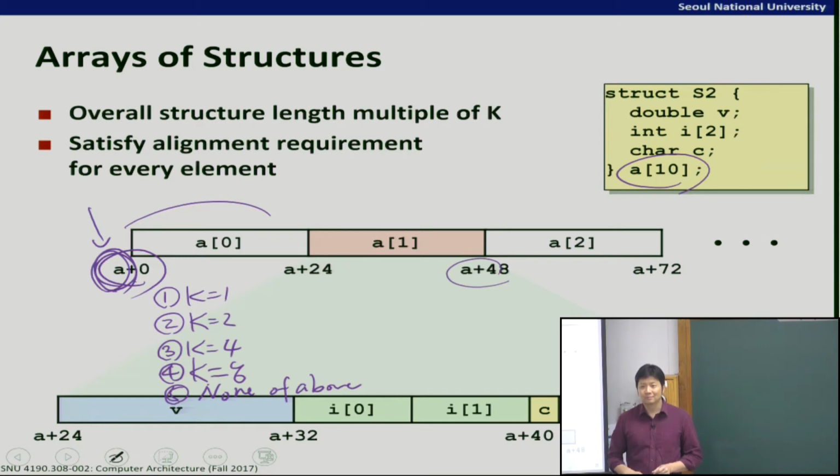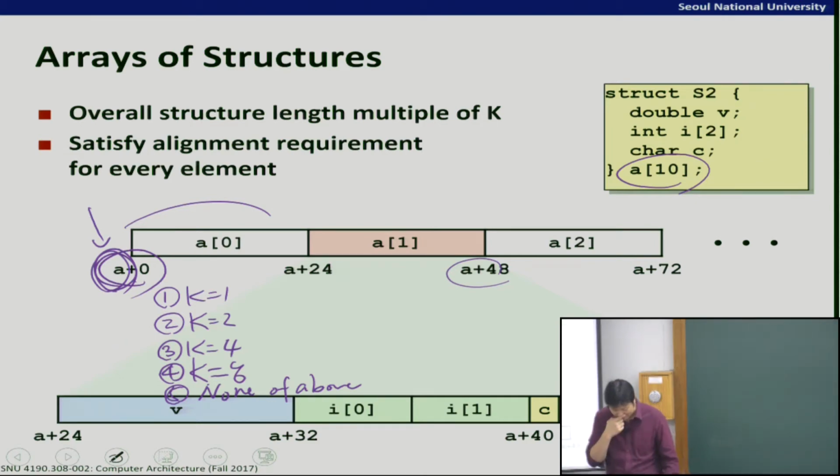Choice number 1. How many of you think 1 is the correct answer? 2? I mean, choice 3, since k is 4. Okay, 4. Okay, good. All right, that's the correct answer.